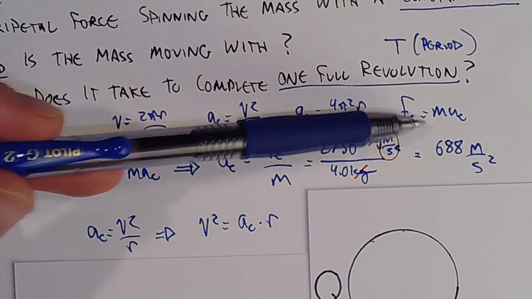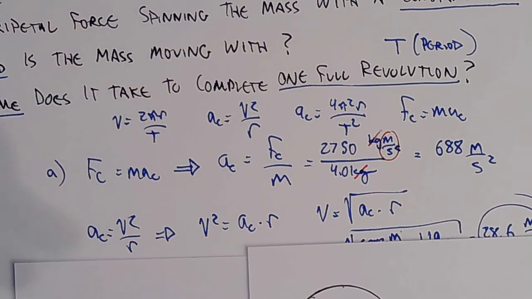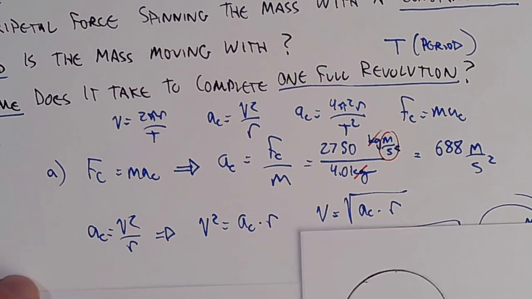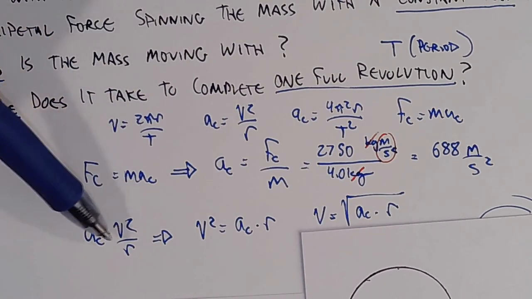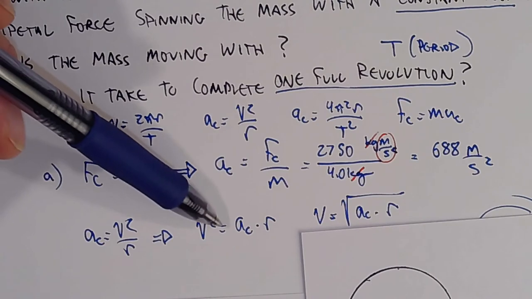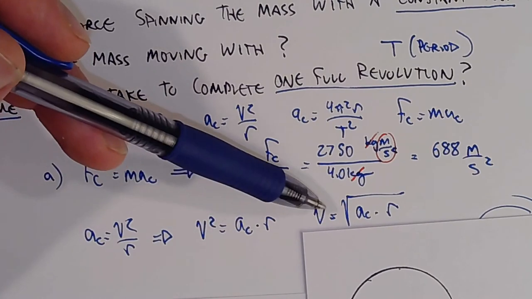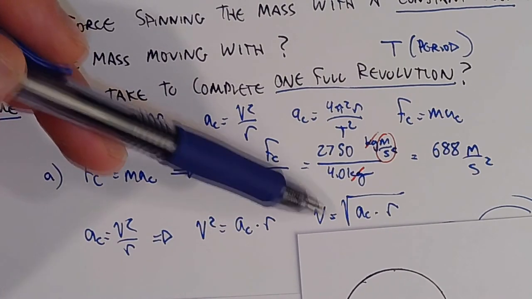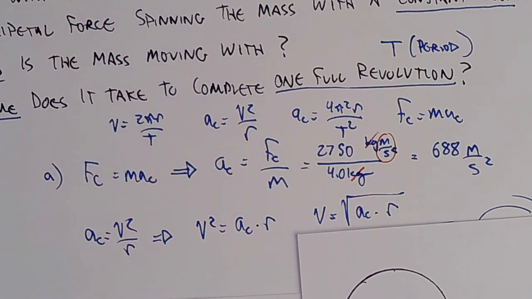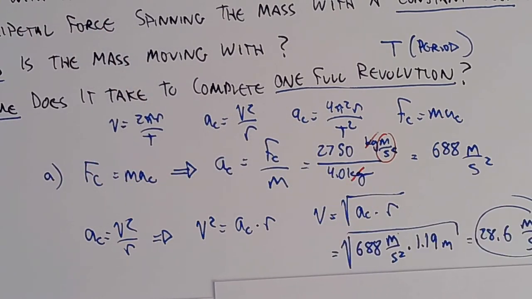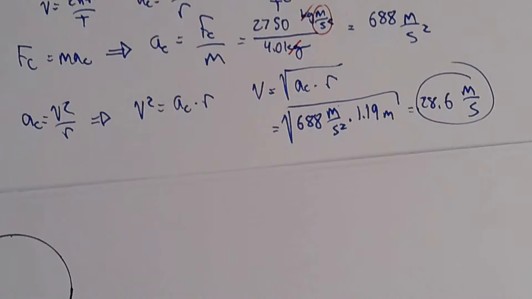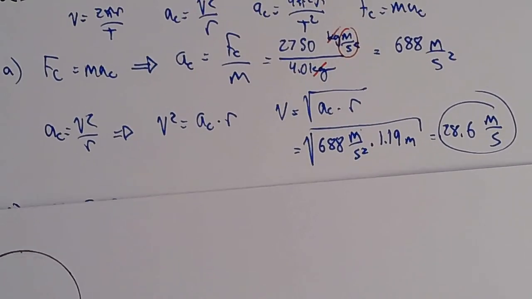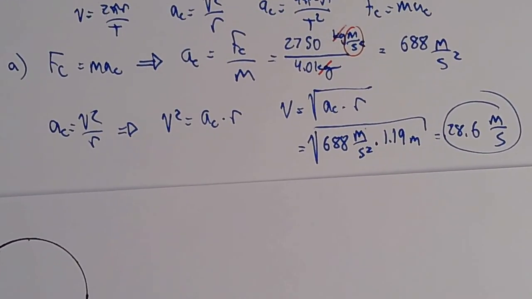All right, so armed with that information, we can go ahead and continue to manipulate this equation in the next step. We have AC is V squared over R. V squared equals AC times R. And then manipulate to solve for V. V is the square root of AC times R. Plug, chug, and we get our final answer here. So that is the speed that she is throwing or spinning the hammer at that moment in the problem.